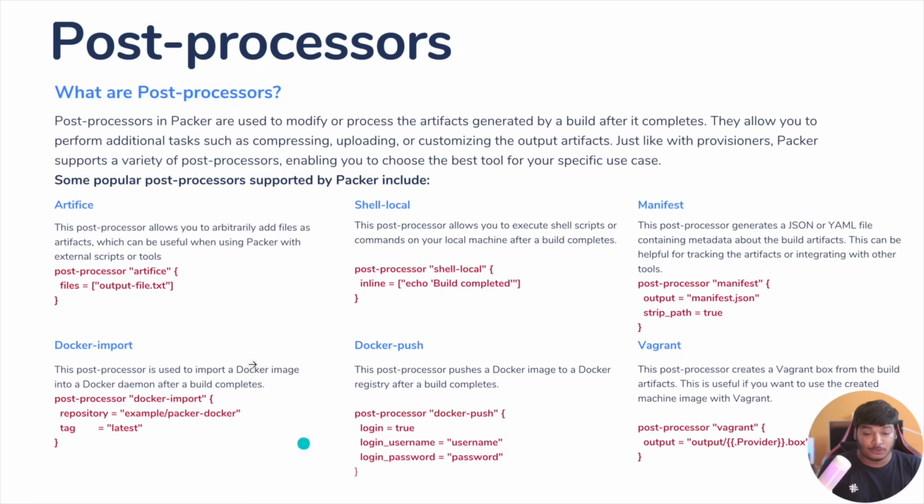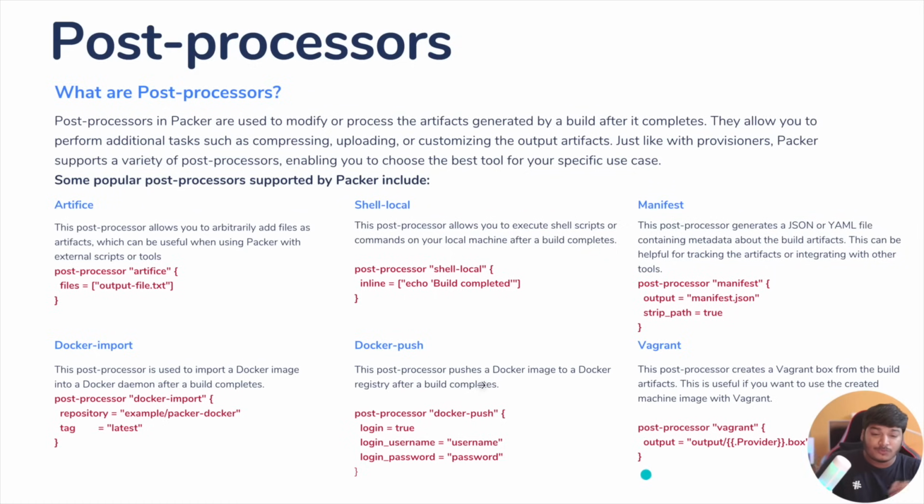Now there is Docker push. This post-processor pushes a Docker image to the Docker registry after the build completes. And the syntax for this post-processor is docker-push. Inside that you have to specify all the requirements, so the login, username and password.